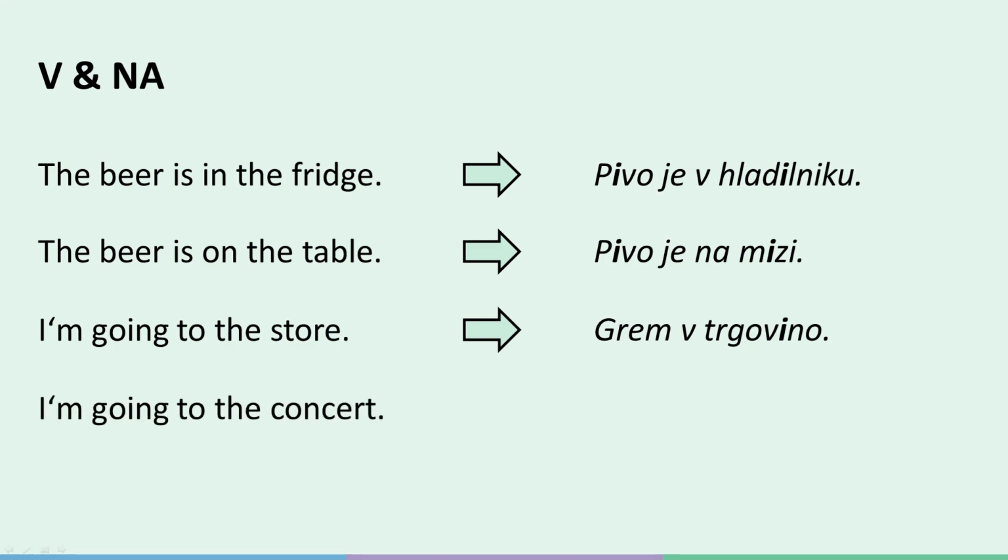I'm going to the concert. Here we use na. Why? Because of the word concert. Koncert or concert takes na. Grem na koncert. Let's have a look at how to approach these two prepositions. Here are some theoretical pointers.